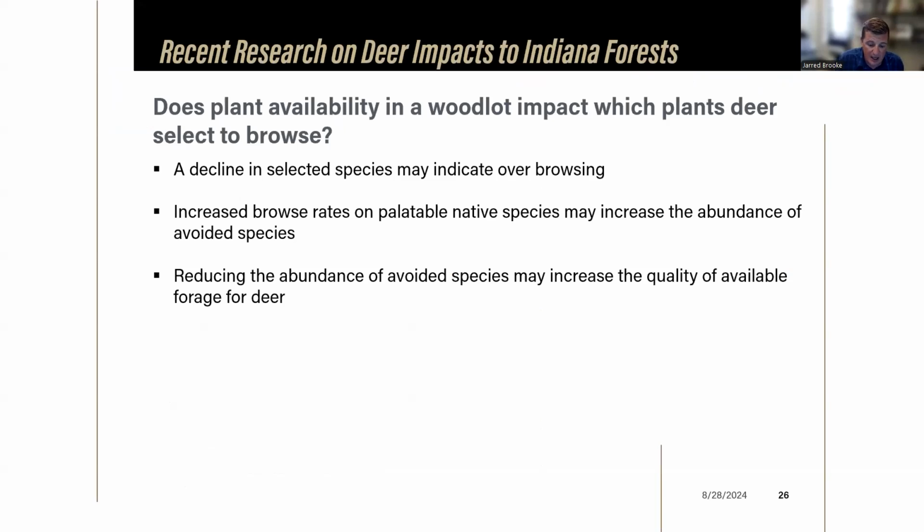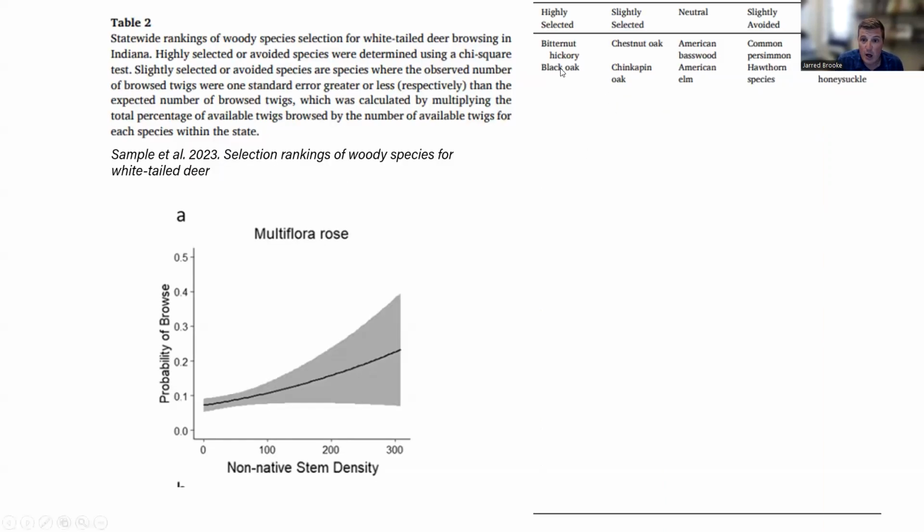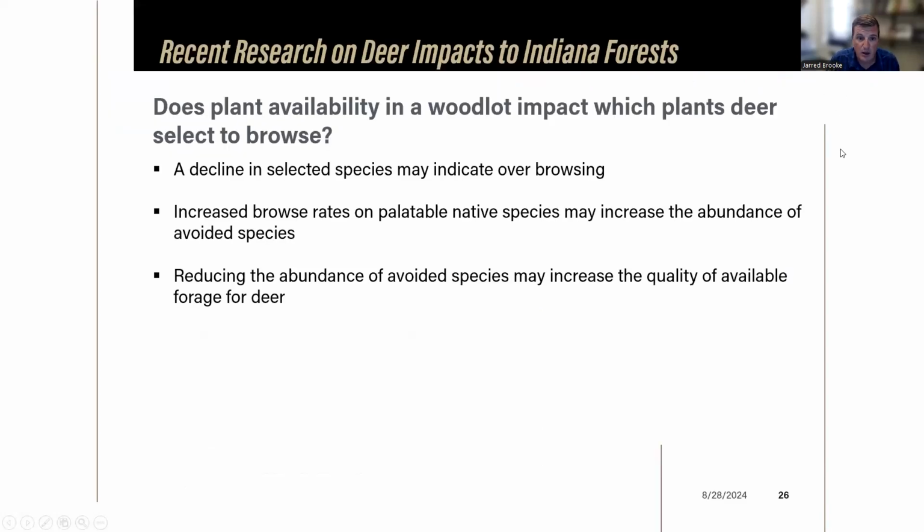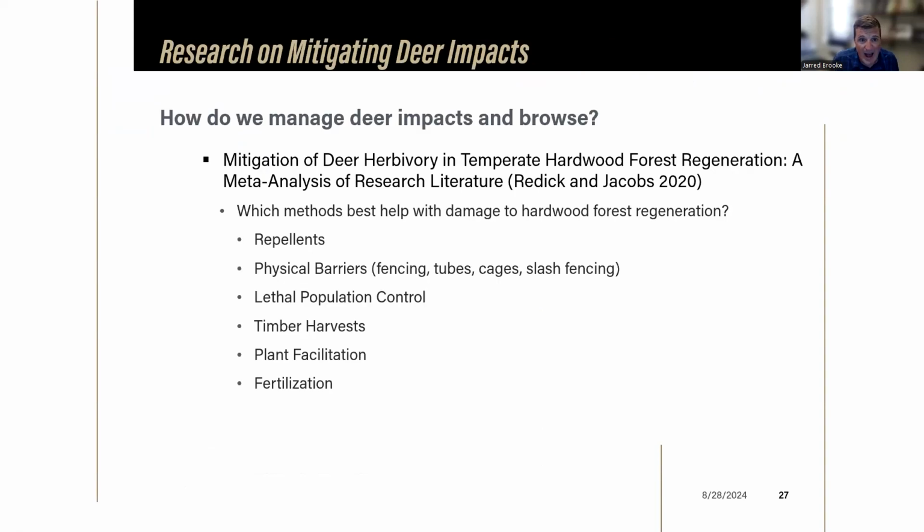So if deer are selectively eating black oak, red oak, and other species, they're going to create more room for things like bush honeysuckle or American beech to dominate the understory. It's the same thing: increased browse rates on palatable native species may increase the abundance of avoided species. And reducing the abundance of avoided species like multiflora rose and bush honeysuckle may increase the quality of available food in your woodland. The last piece of research that I'll touch on relates to how do we manage deer impacts.